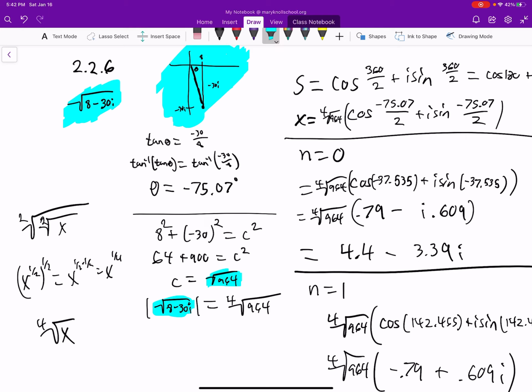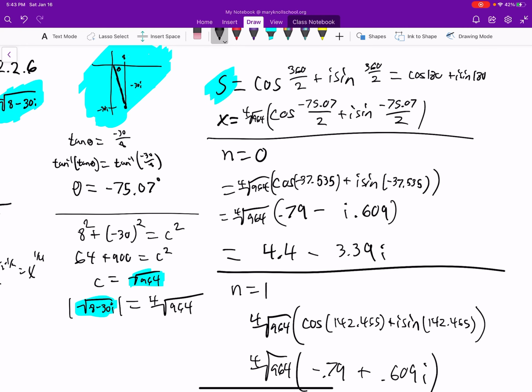So we need to find the s value. That's going to be 360 over n, and remember n is 2 because we have a 2 right here. It's the square root. So we find that, we find out it's just 180, and then we need to find the x value. So the x value is just going to be cosine theta over n. It's inside the parentheses on page 20. So I'll write that in there.